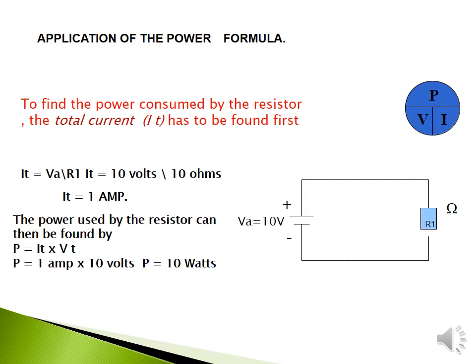The power used by a resistor can then be found by P is equal to, we know the formula for power, total current IT into voltage V. So P is equal to the value of IT which we calculated as 1 ampere, into voltage, already given as 10 volt. So the power is 10 watt.